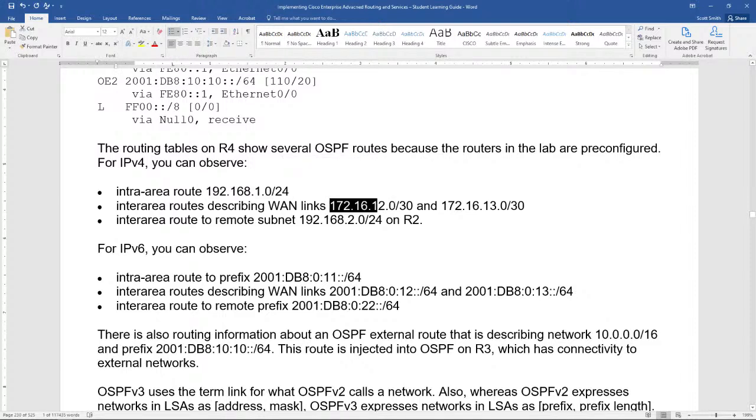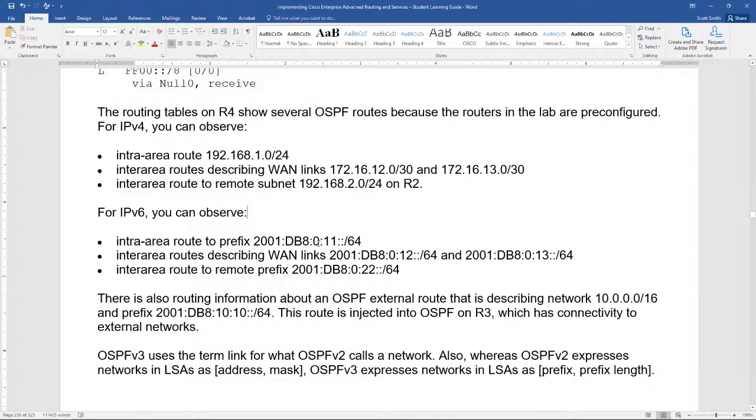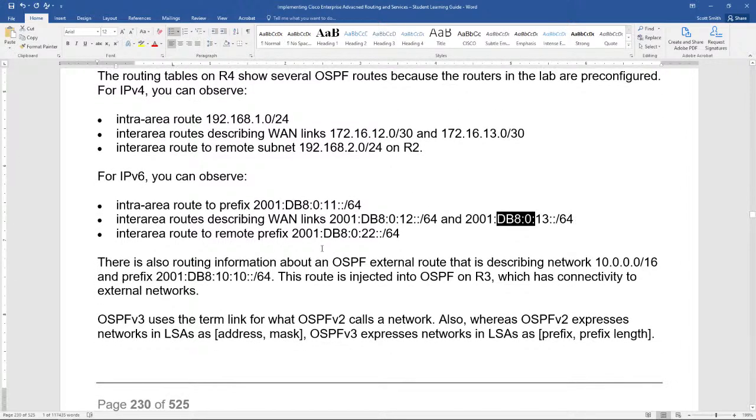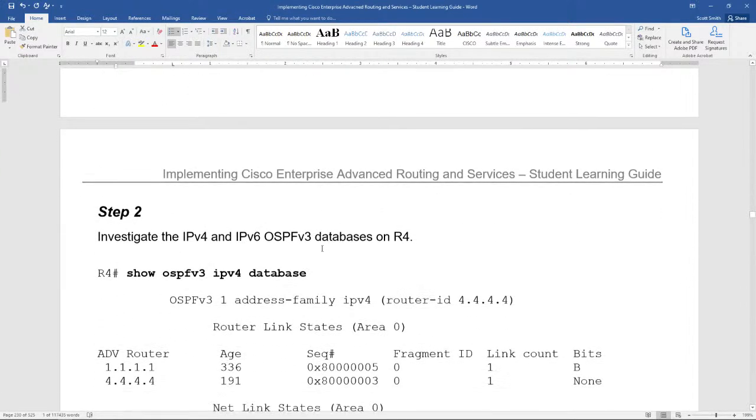We have the OIA routes, which are our inter-area routes here and here. And then we also have that external route that's not listed here. And the same thing in our V6 environment. The 12 and the 13 are the point-to-point links between the non-backbone routers and the ABR, and so on. So far, so good? So we're seeing everything that we expect to see here.